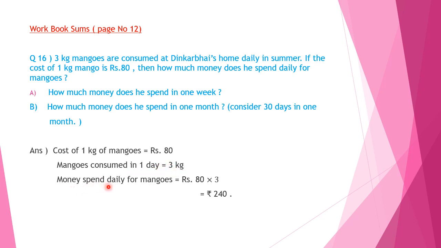Now money spent daily for mangoes. So rupees 80 is the cost of 1 kg of mangoes, and 3 kg mangoes they are consuming in 1 day. So rupees 80 multiplied by 3. 3 zeros are 0, 3 eights are 24. So how much money they spend for mangoes? Daily rupees 240. It's clear?